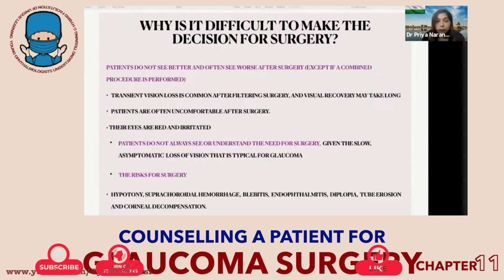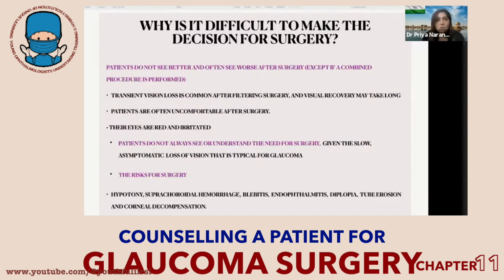Compare this with other surgeries: the patient goes in for cataract surgery under topical anesthesia, comes out, and is a happy patient. But that's not the case with glaucoma, because already everything is compromised in these eyes. So often patients even fail to understand what you have done for them and how things are going to progress in the near future.